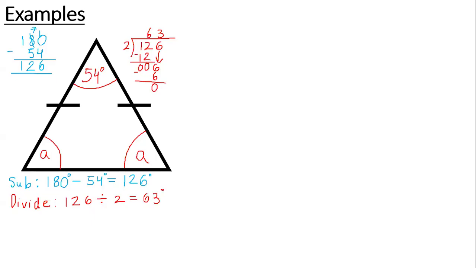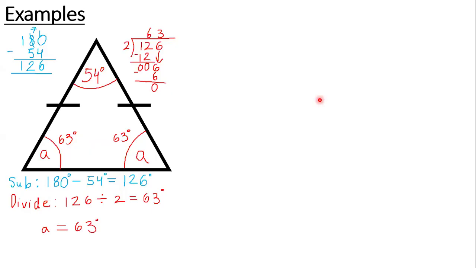Now, that means that A is equal to 63. Please understand what this is actually saying. This is 63, and also this is 63. They're the same, they're equal, because the 2 angles must be the same. Does that make sense to y'all? Yes, sir. Very good.